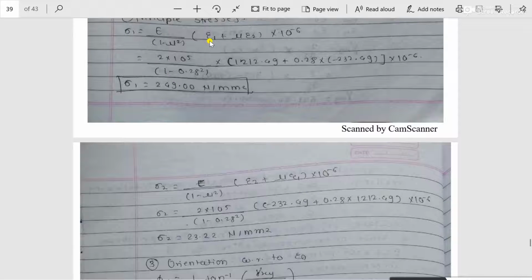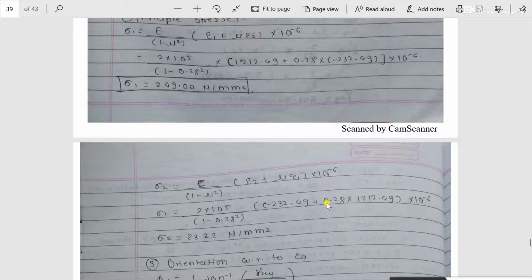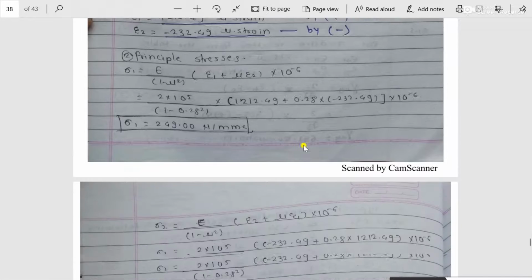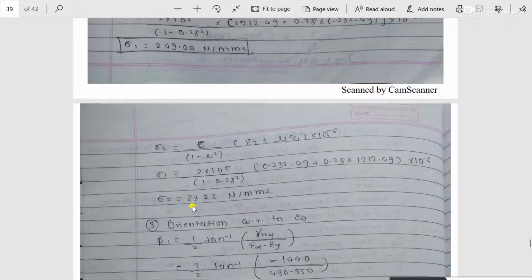So for sigma 1 initially they have considered epsilon 1, and for sigma 2 initially they have considered epsilon 2. Once again I have to put the values of all unknown parameters: E as it is, then 1 minus mu square as it is, then epsilon 2, which I have already calculated, we put here as it is with the minus sign, then this plus sign as it is, then multiply by mu 0.28. Epsilon 1 also we have calculated, so we take that epsilon 1 as it is, and at the end don't forget to multiply by 10 raised to minus 6. From this calculation I will get the value of sigma 2, that is 23.22 Newton per mm square. So this is the calculation for the magnitude of the principal stresses, sigma 1 and sigma 2.